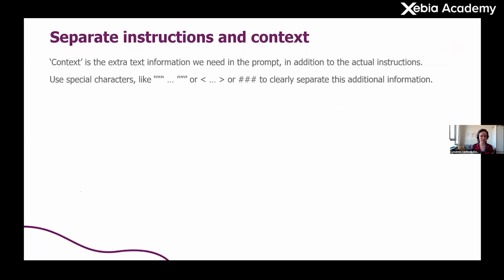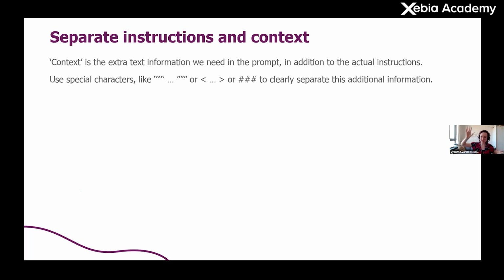And something that can also help, especially if your prompts get pretty large and you have some extra information that you want to add, is to really indicate, okay, what is instructions and what is context? What I mean by that is the instructions might be things like generate an email about my salary increase. This is information about my boss. And I want you to base this email on the tone of this other email. And then the other email is the context, the extra text information.